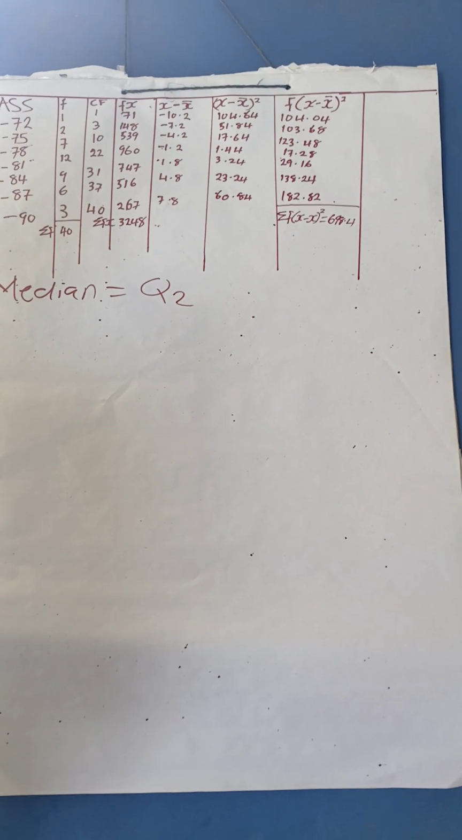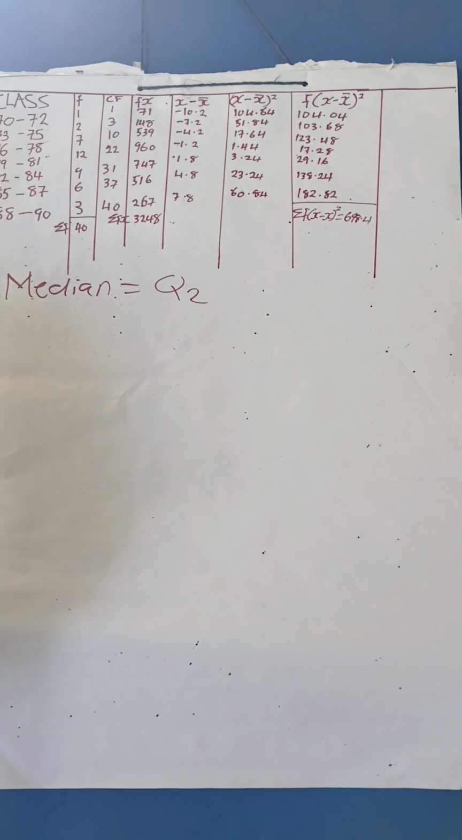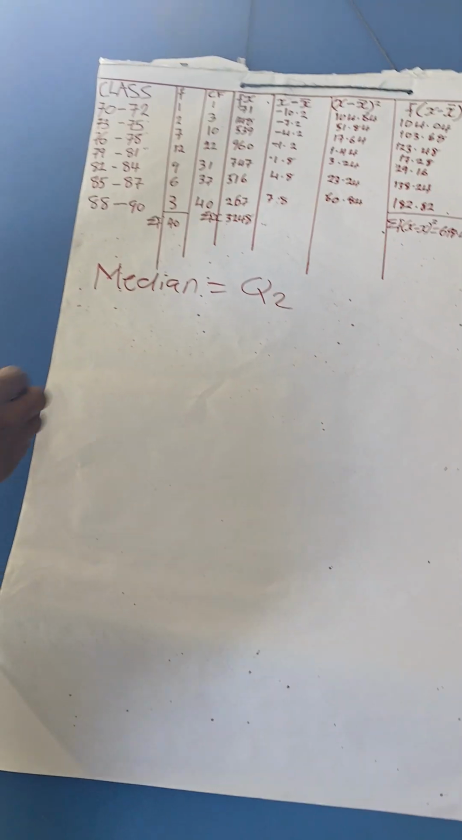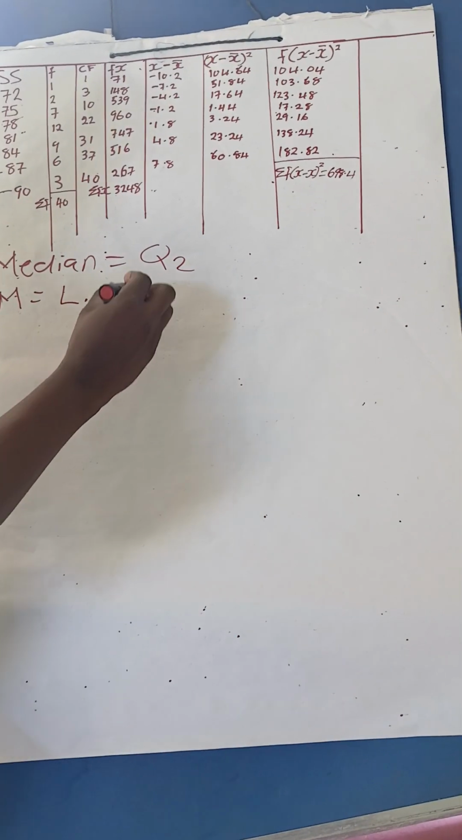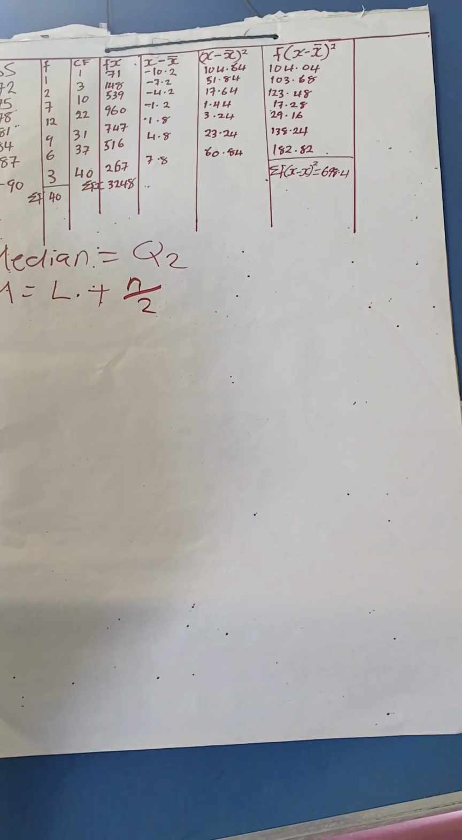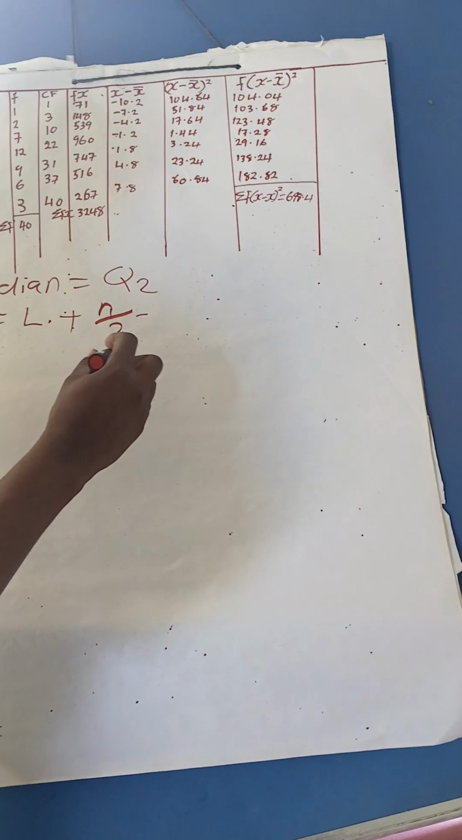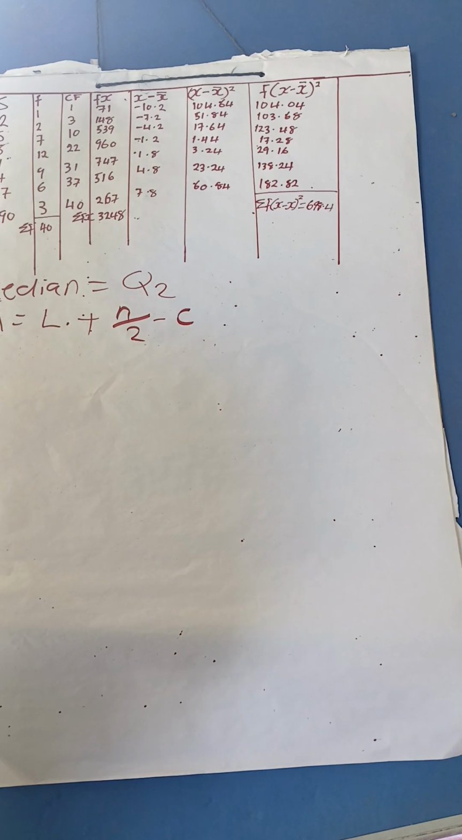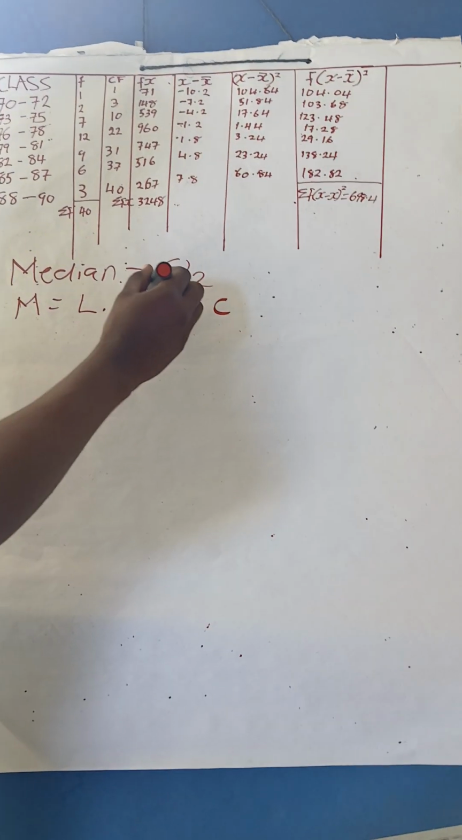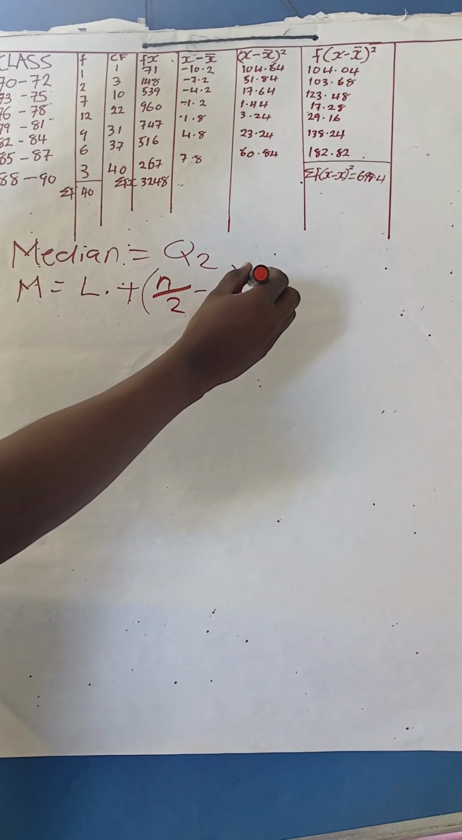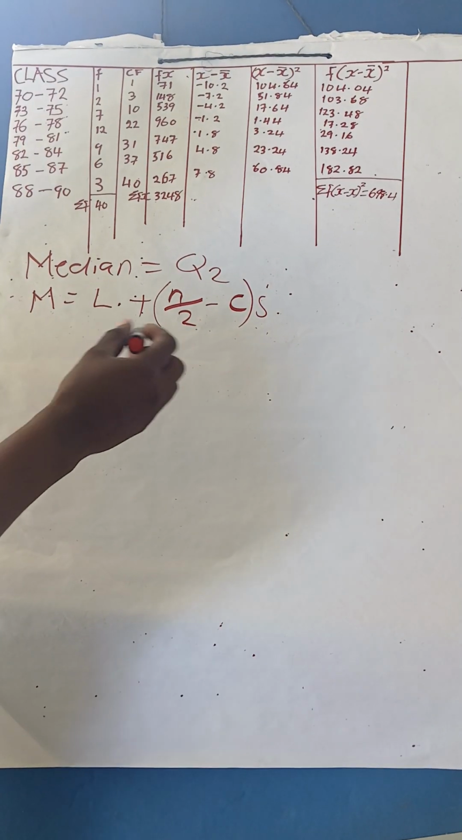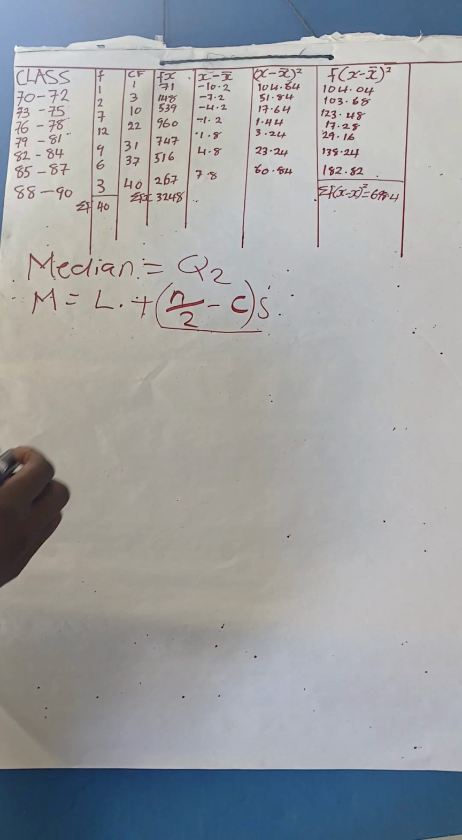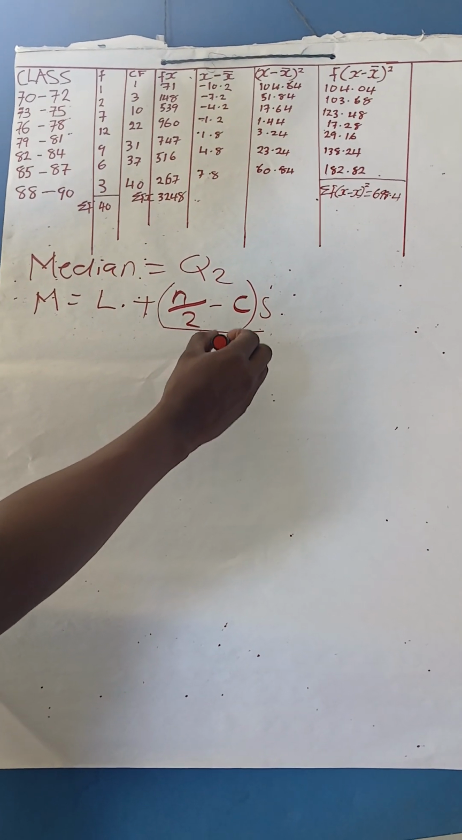Now, how do you get the median? For this case, we have a formula here. For the median, we normally say median is equal to the lower class limit, plus n divided by 2, minus the cumulative frequency before the median class. Then you put in brackets the class interval. I show you how to get the class interval: it is the upper class limit minus the lower class limit, divided by the frequency of the median class.